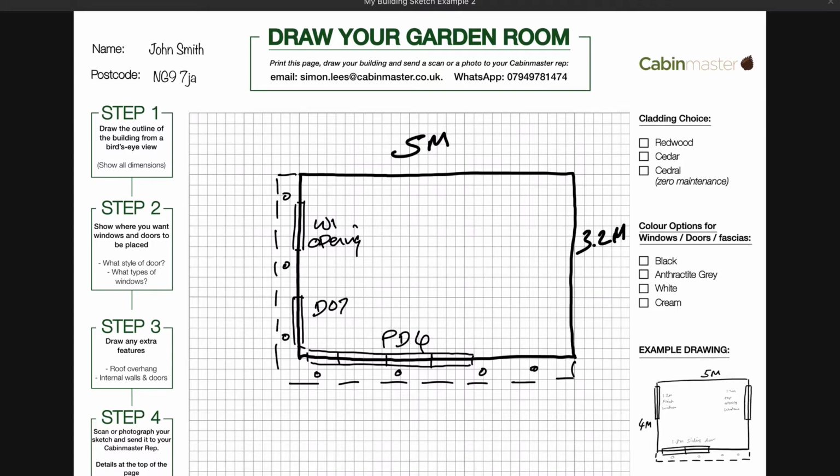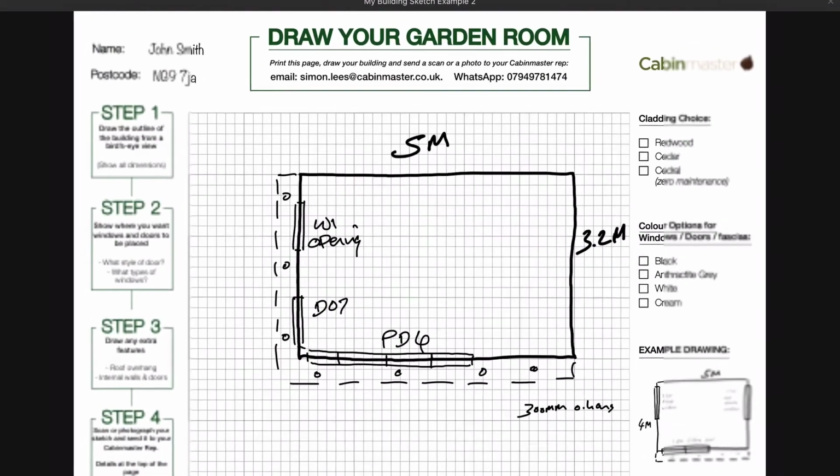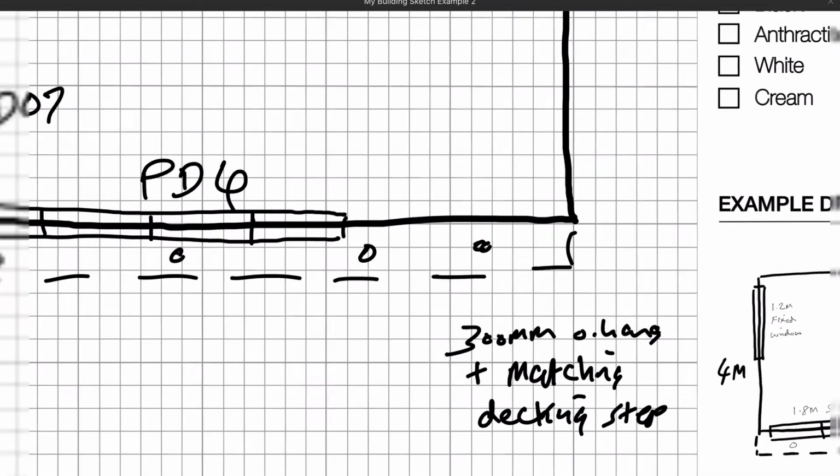So what I'm going to do on here is put this as a 300mm overhang. What I want to do though is I also want to match this overhang with a step around the building, a decking step in a composite decking material. So I'm going to put 300mm overhang plus matching decking step. Okay.